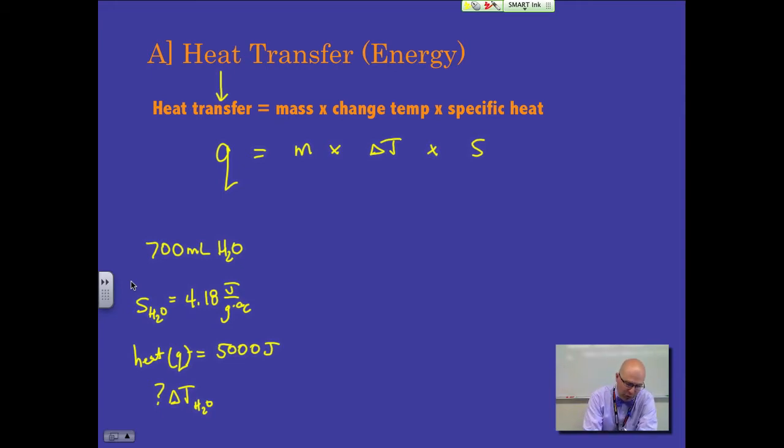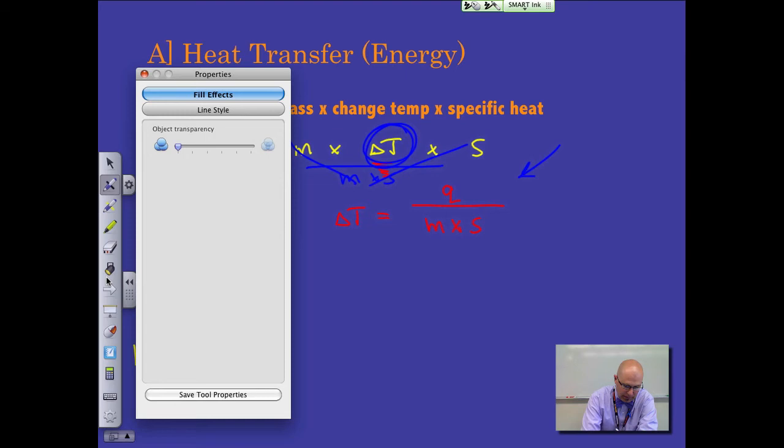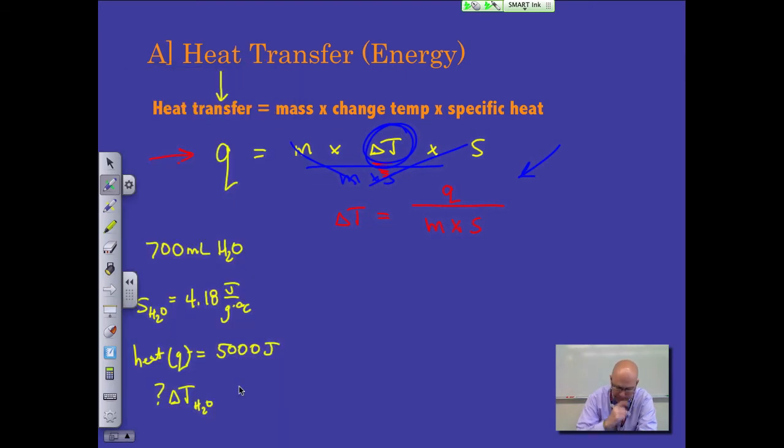Well, here's my formula. Let's rewrite it. I'm looking for change in temperature. So change in temperature is going to be Q over the mass times the specific heat. Hopefully we know how we got to that formula. I divided both sides by the mass times the specific heat. That cancels it here and gets the change in temperature alone. And then I get this formula right here.